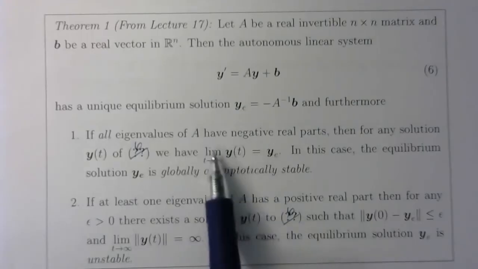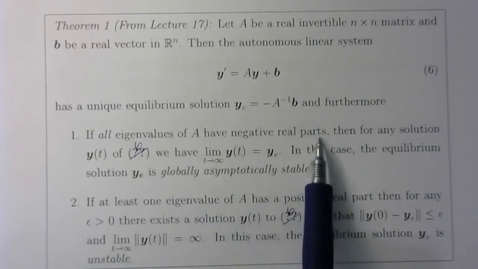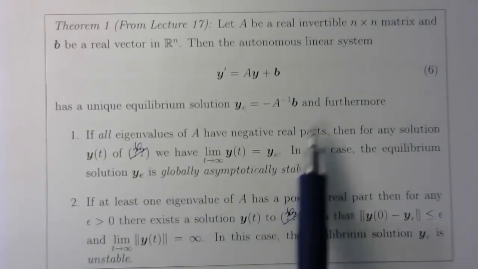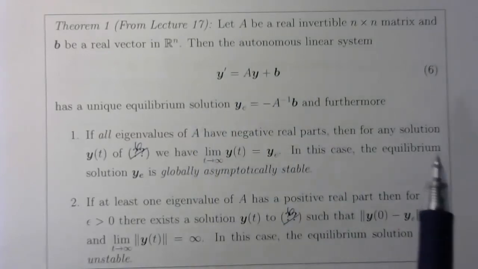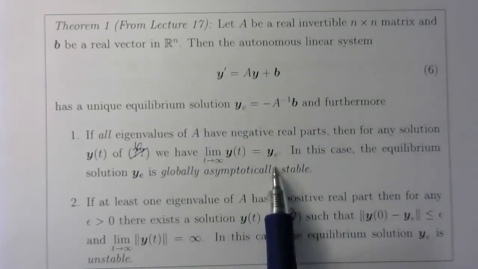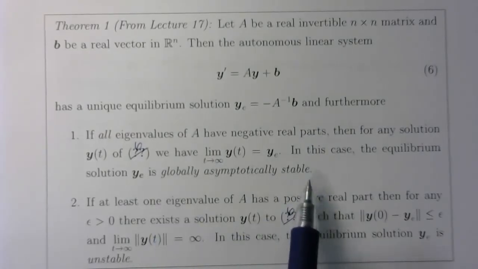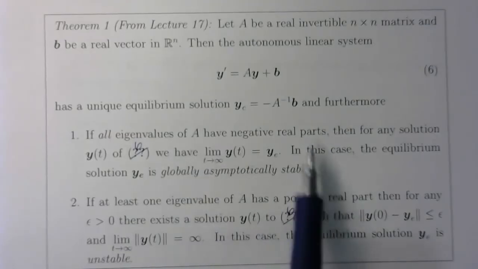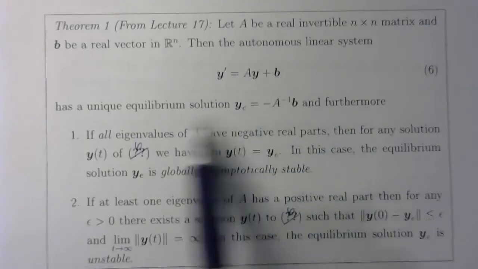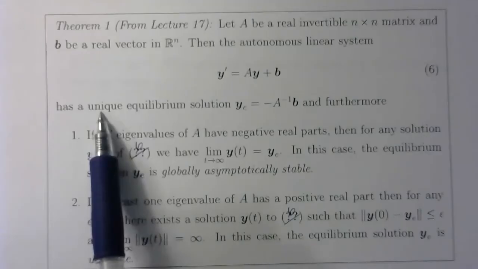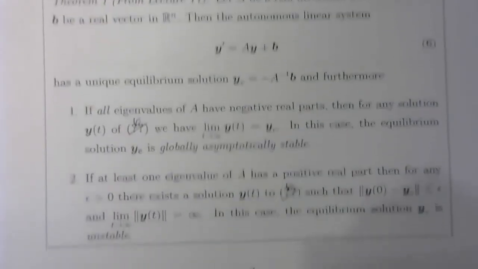If all of the eigenvalues of A had negative real part, then any solution would approach the equilibrium in the limit. That's to say that the equilibrium would be globally asymptotically stable. There's no concept of local and global for this linear case because we only have this unique equilibrium. If you're locally stable, you're also globally stable.